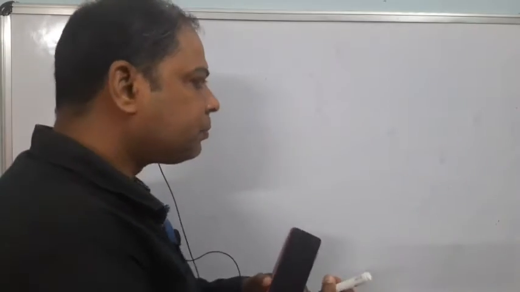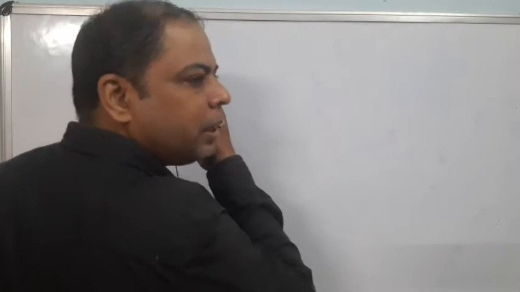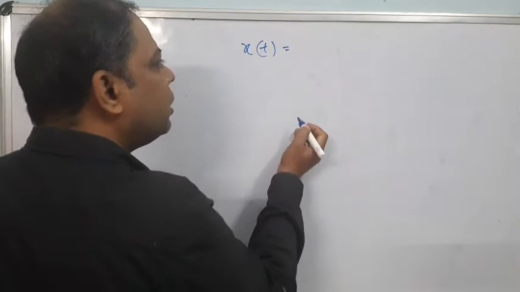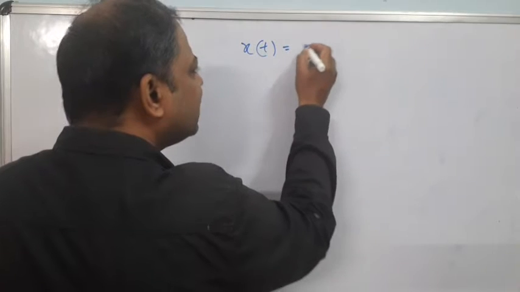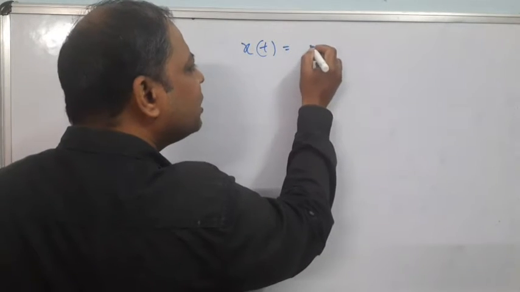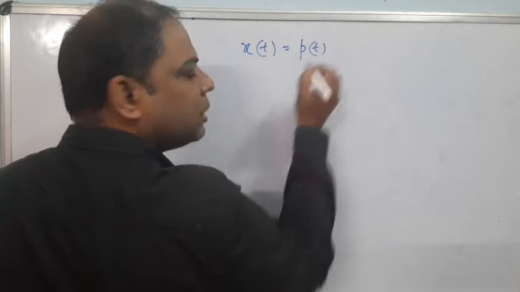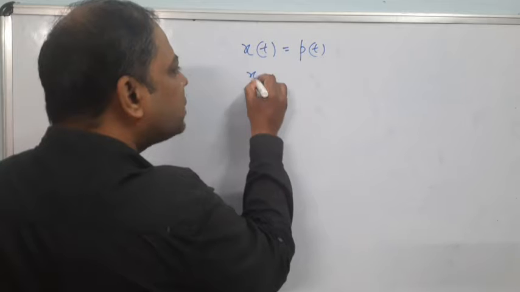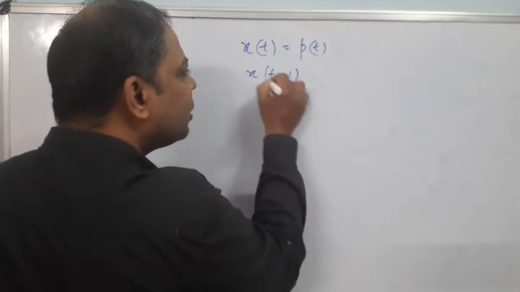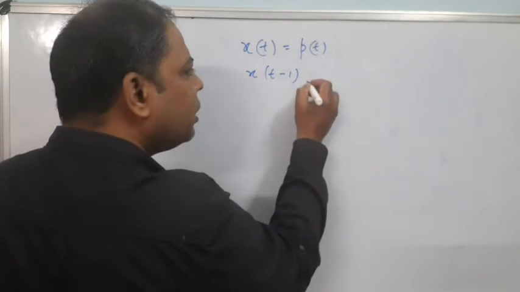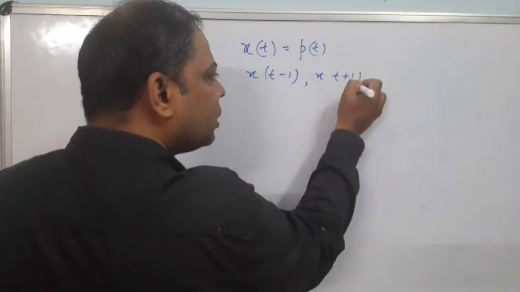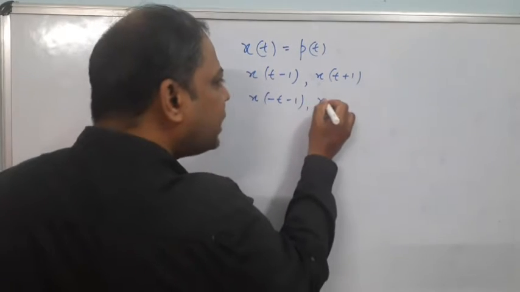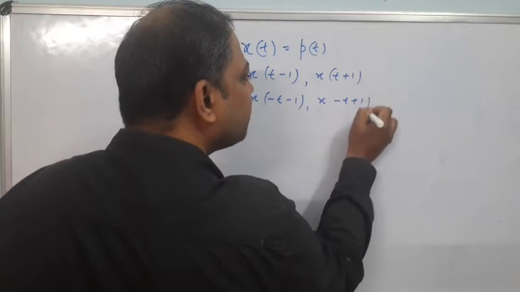Okay, now see. Suppose you are having a signal, let me give some examples. Suppose x(t) you are having, suppose the signal which is a parabolic signal, let us discuss, this is suppose p(t), try to understand. Now, suppose you want to draw x of t minus 1 or t minus 2, whatever may be, x of t plus 1, x of minus t minus 1, try to understand, then x of minus t plus 1.